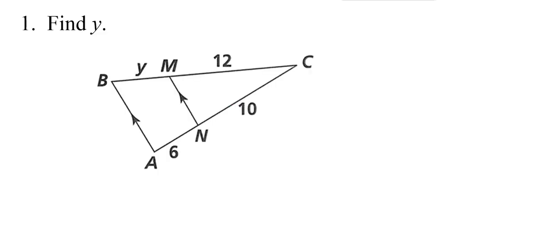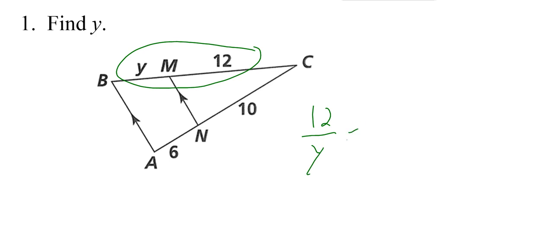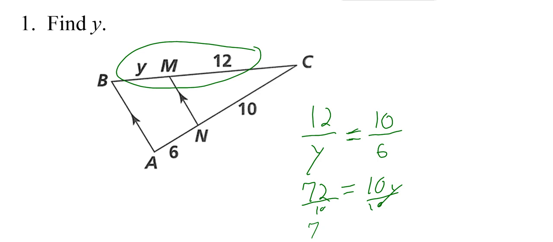Okay, so let's apply a couple of these. First, let's find Y here. I'm going to set up this as my proportion. So I get 12 over Y equals 10 over 6. As we cross multiply, we get 72 equals 10Y. Dividing by 10, I get 7.2 is equal to Y.